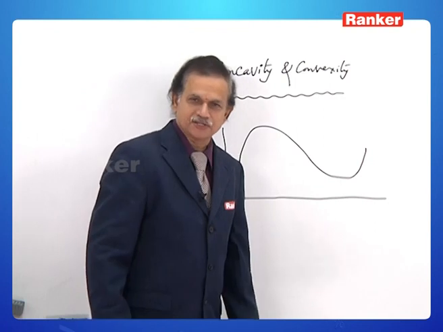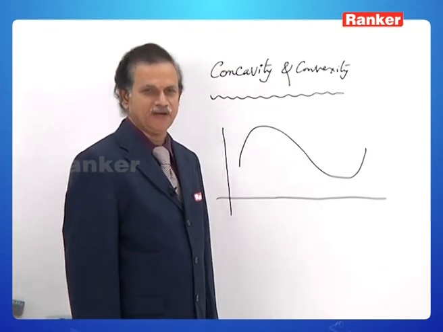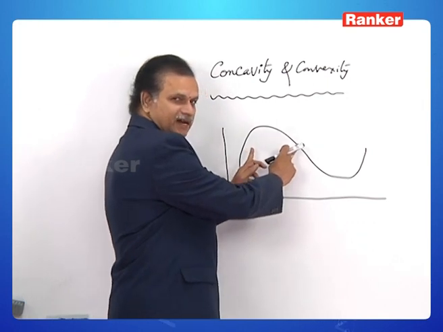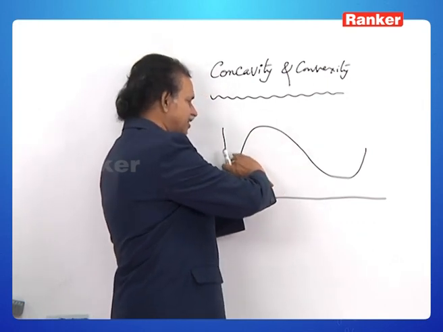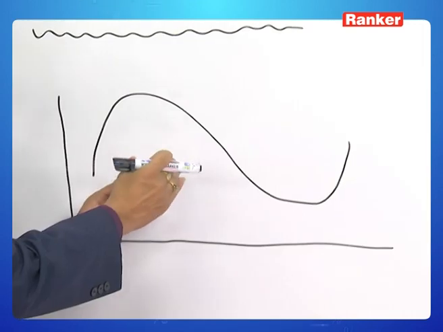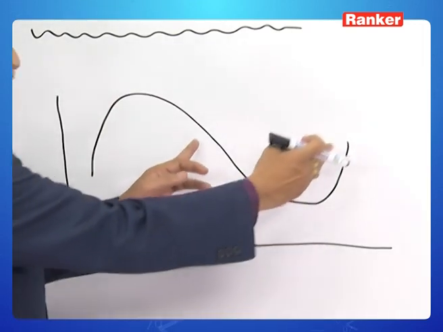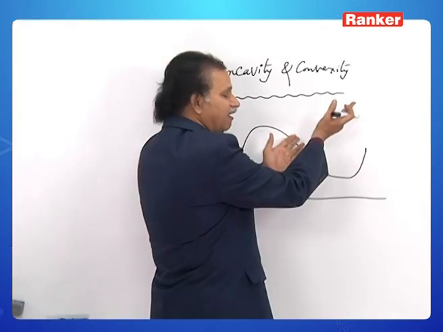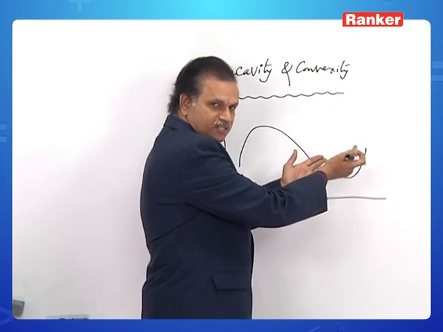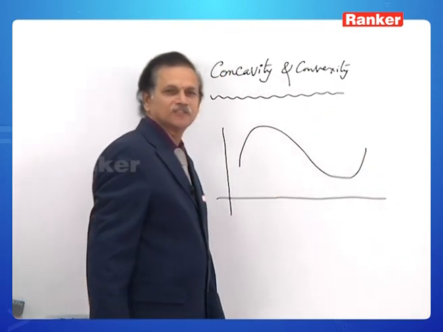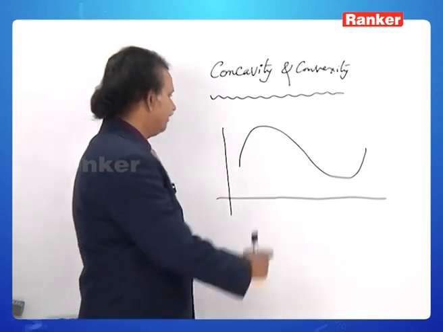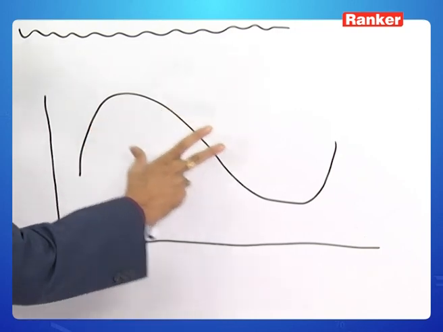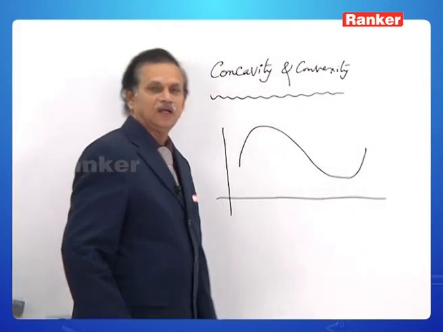Observe the graph of the function. In this particular region, the graph is opened downwards. In this particular region, the graph appears concave upwards, isn't it? It is opened upwards. With this, we say that the curve is convex in this interval and concave in this interval.